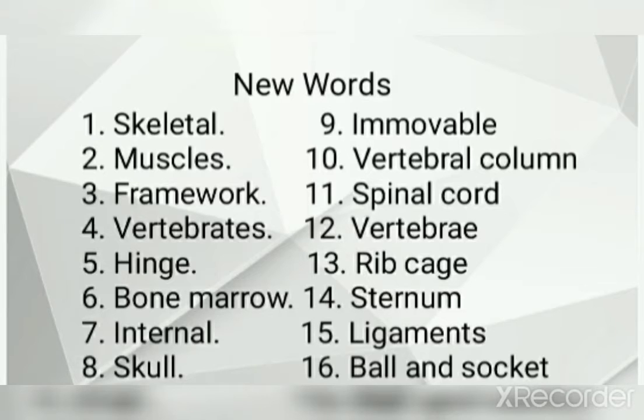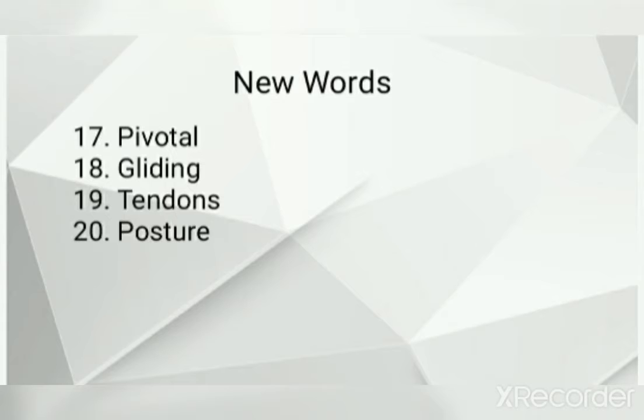16th is ball and socket. 17th is pivotal. 18th is gliding. 19th is tendons. And the last one, posture. So these are the new words that you need to write in your notebook thrice.